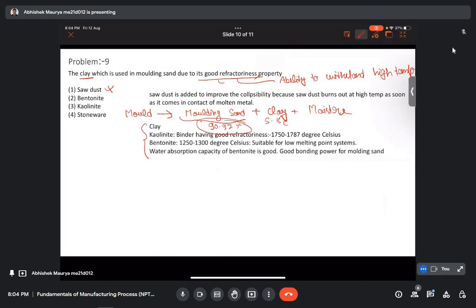There are two most used types of clay: kaolinite and bentonite. This kaolinite has very good refractoriness because it can withstand a very high temperature range, like 1750 to near about 1780 degrees Celsius. It is very high temperature, so it is good for casting of materials with high melting point like cast iron or steel. Whereas the bentonite has a little less refractoriness because it can withstand up to only 1300 degrees Celsius, but its water absorption capacity is better. So it is used for low melting point metals like magnesium or aluminium.